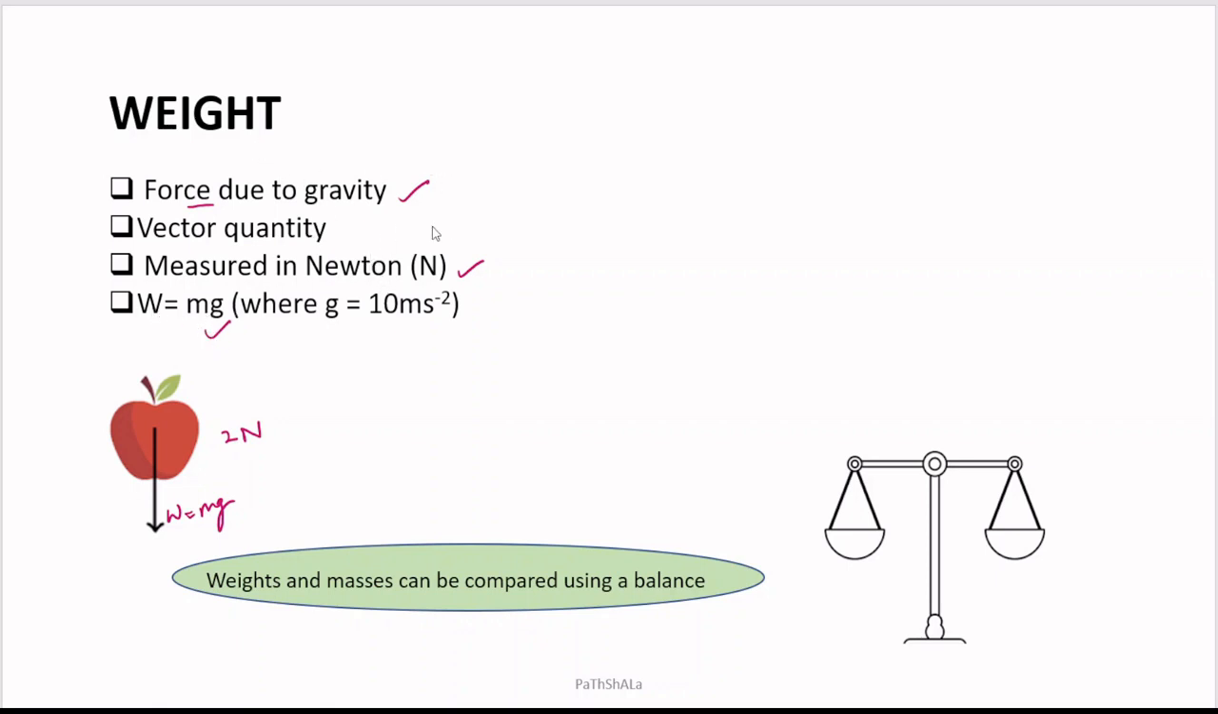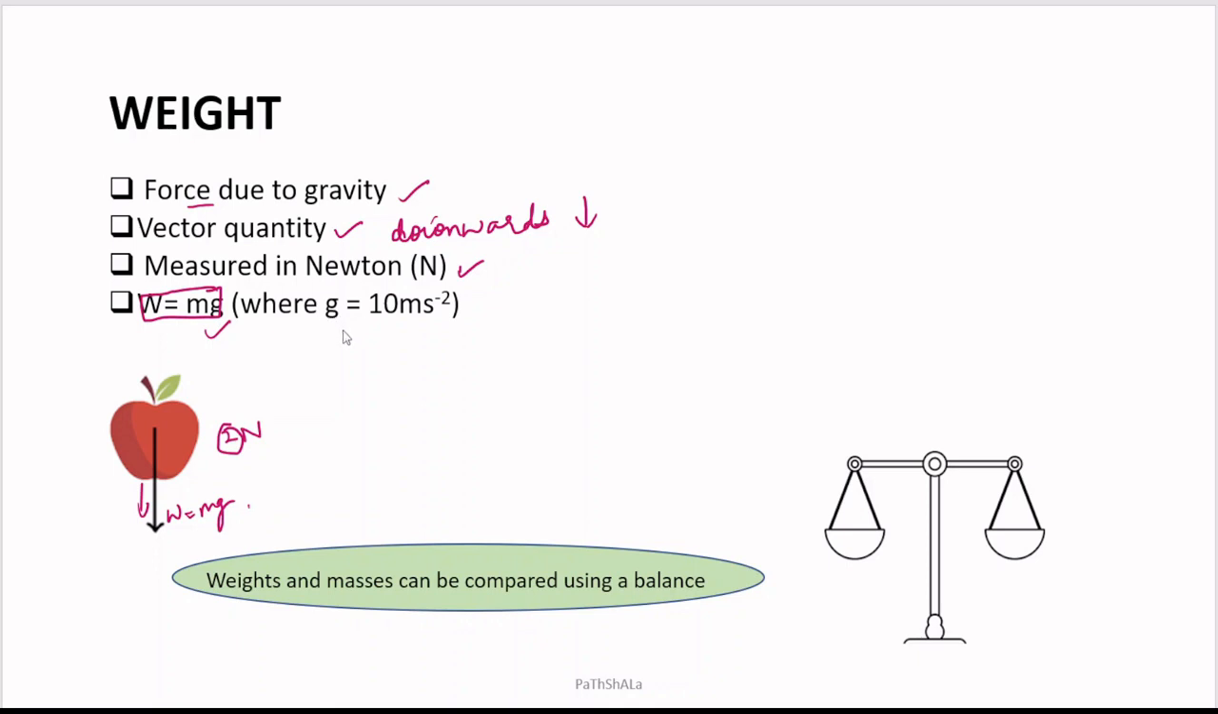So weight is force due to gravity. It's a vector quantity. Why? Because we have magnitude as well as the direction, which is always acting downwards. What is the direction of weight? It always acts downwards because it is force due to gravity and gravity always acts downwards. It is measured in newtons. Why? Because it's a force and force is always measured in newtons. We can calculate weight by the formula W equals mg.